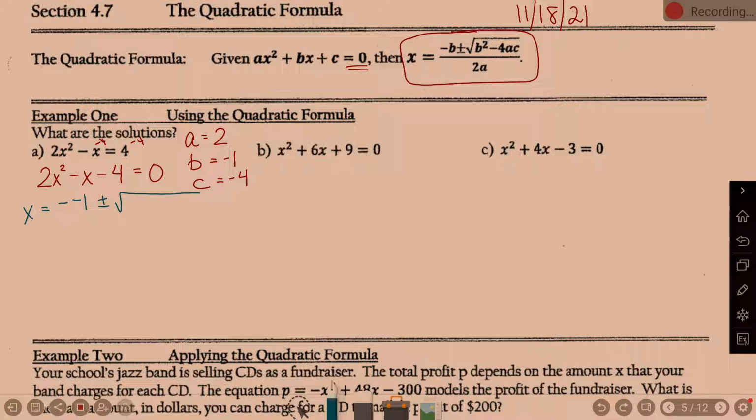B squared. So I'm going to write it in this step as -1 squared minus 4 times A, which is 2, times C, which is -4. All over 2 times A, 2 times A, which is 2 times 2.